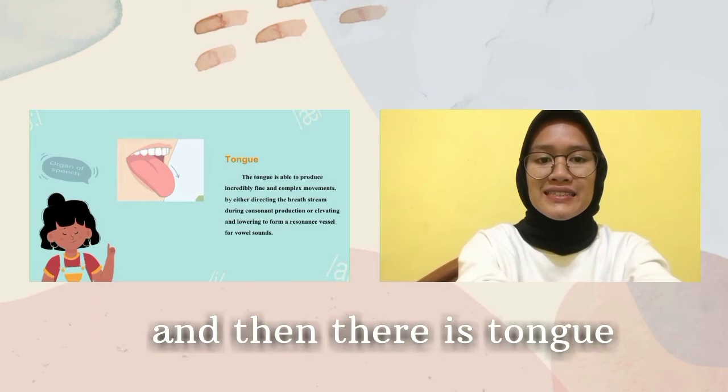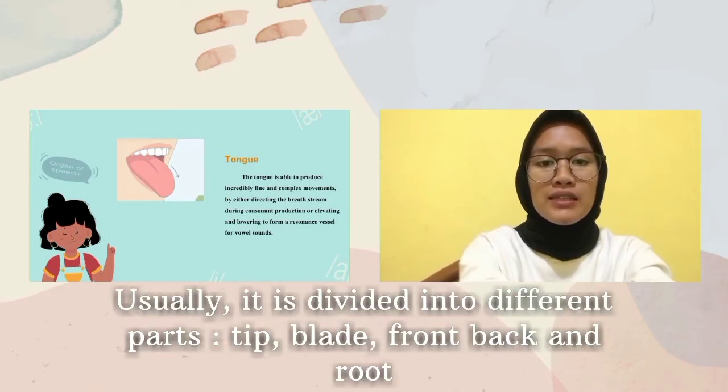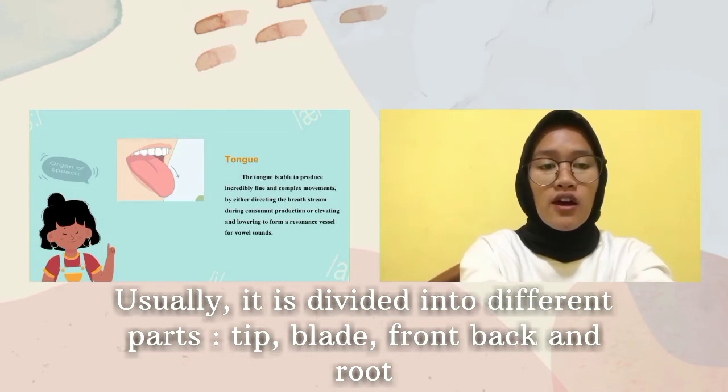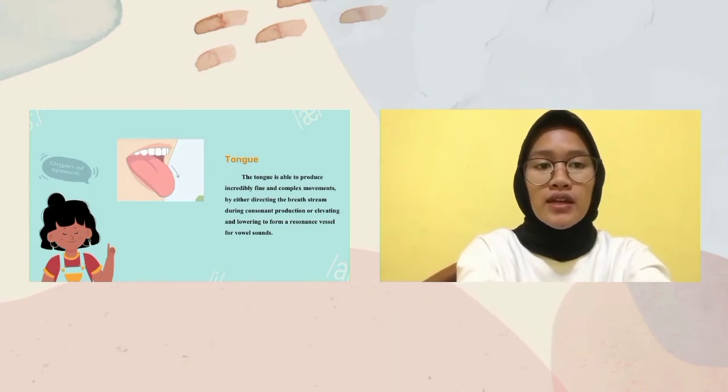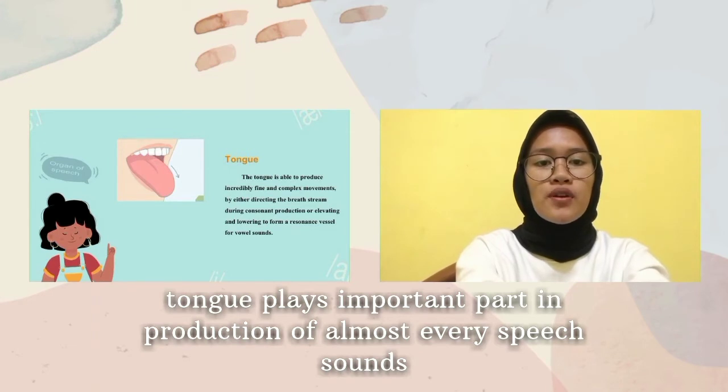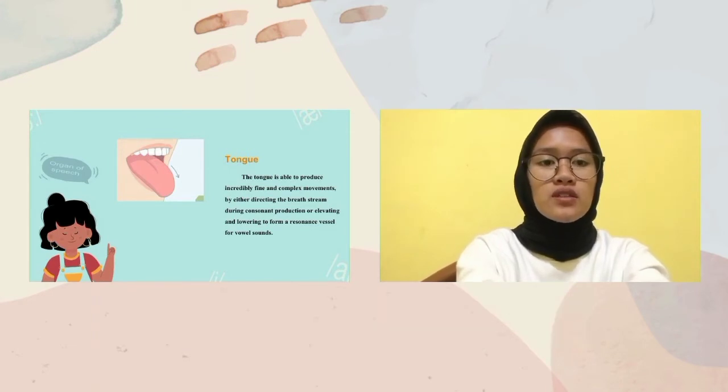And then there is the tongue. Usually it is divided into different parts: tip, blade, front, back, and root. The tongue plays an important part in the production of almost every speech sound.